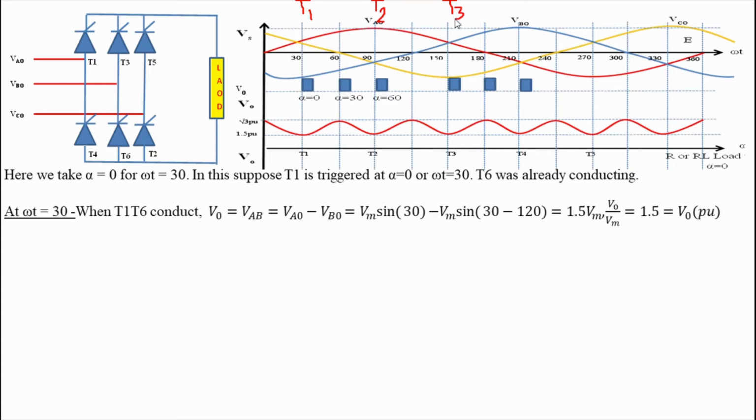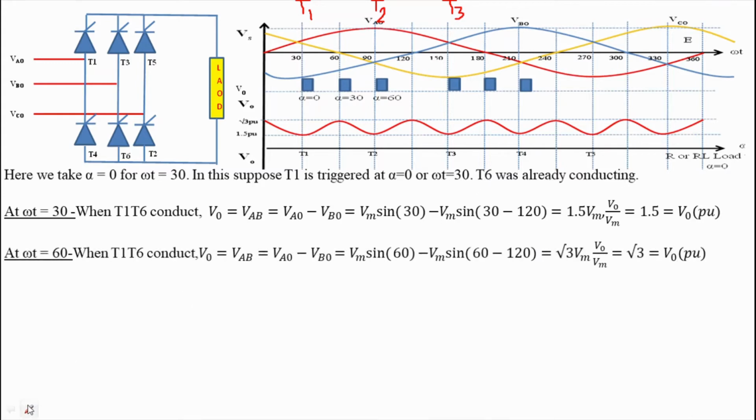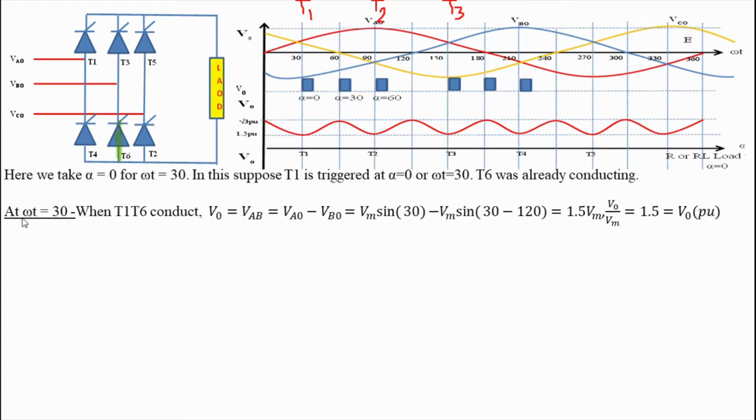Here we will assume that thyristor T6 was already conducting. And at omega t equals 30 degree, we will trigger the thyristor T1. So when thyristor T1 is triggered, T1 and T6 will conduct, and we will get this path of circuit. It includes both thyristor T1 and T6.